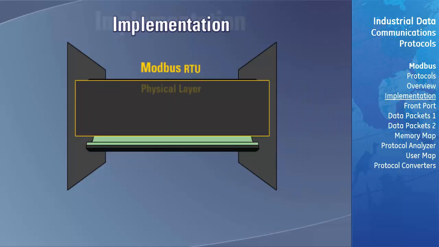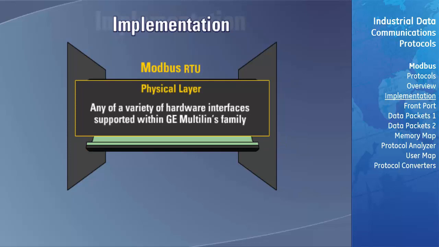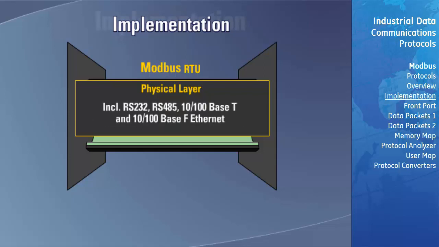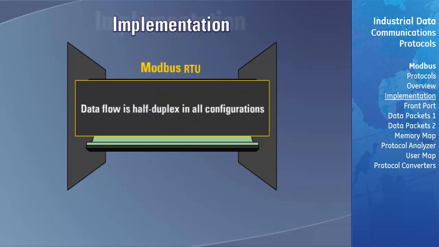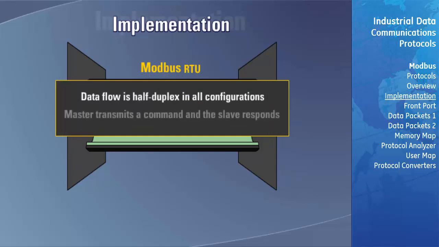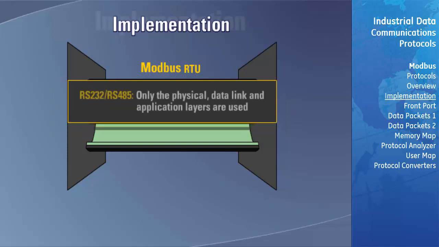The physical layer of the Modbus RTU protocol can be any of a variety of hardware interfaces supported within GE Multilin's family of protective relays, including RS-232, RS-485, 10/100 Base-T, and 10/100 Base-F Ethernet. Data flow is half-duplex in all configurations. The master transmits a command, and the slave then responds. When connected to RS-232 or RS-485 networks, only the physical, data link, and application layers are used.